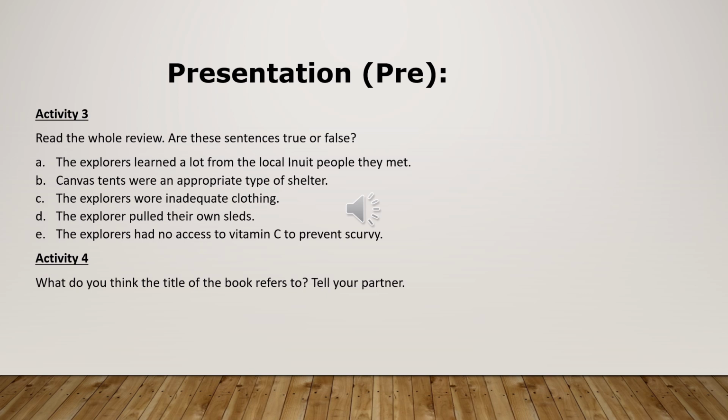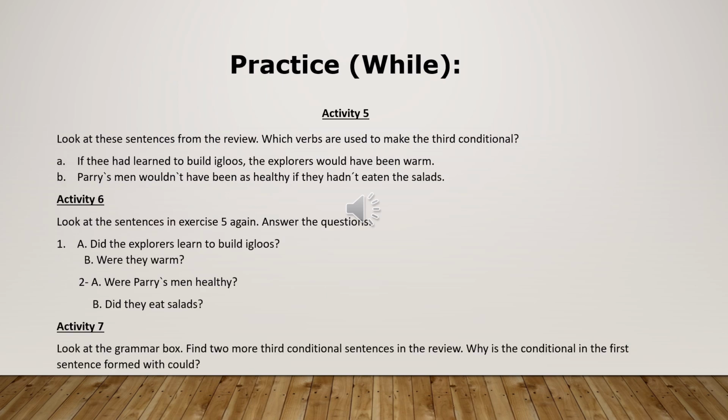Tell your partner. That work is to work in pairs, and they have to talk and practice the speaking skill. Practice. Activity 5. Look at the sentences from the review. Which verbs are used to make the third conditional? Pay attention, because in that activity the learners will practice all that they have learned during the class. So, A and B are for using third conditional.